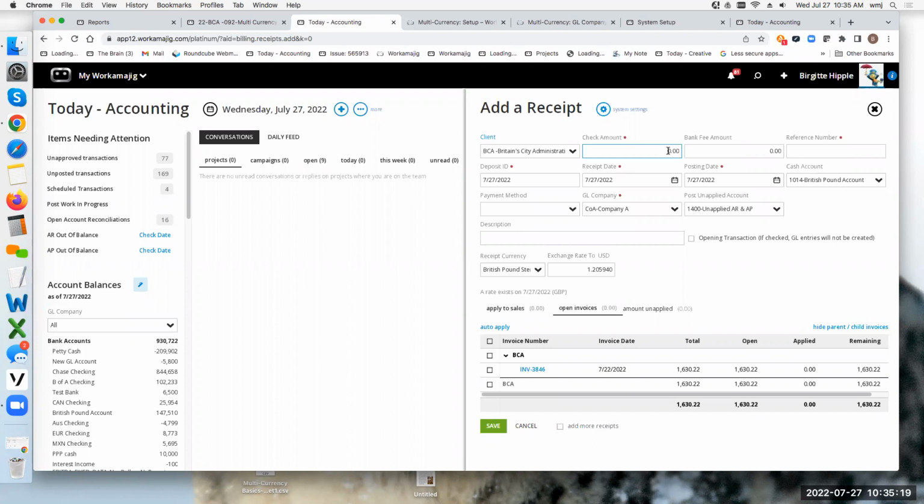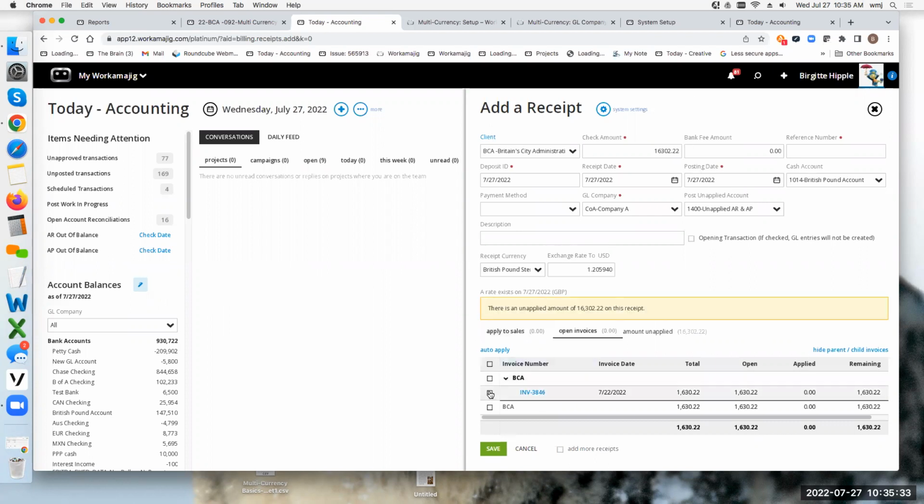So if the client pays 16302.22. All right. And we go ahead and apply that. 163022. Yep. All right. Once again, it's using my receipt date to come up with the exchange rate. Now, my client's invoice date was originally on 7/22. There will be a very slight difference in the exchange rate by the time the client pays it, and that will either cause a realized gain or a realized loss.